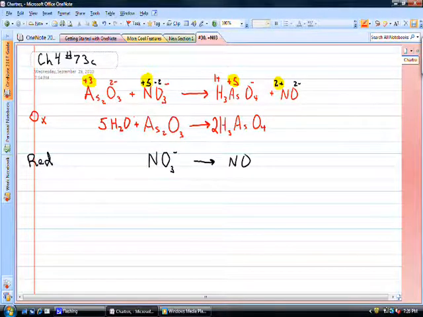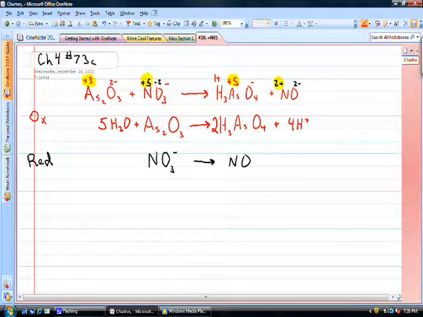Now to balance the hydrogen, we add hydrogen ions. Why can we just add hydrogen ions? Well, it's because we're in an acidic solution, and as acids produce hydrogen ions in solution, we can just add some hydrogen ions here. Isn't that simple? So we've got 10 hydrogens here and 6 here, so I need to add 4 hydrogens to each side of this equation.